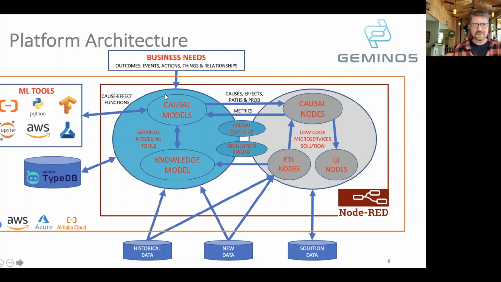So within the Geminos tools, we've got a section here for building a causal model, building a knowledge model. This is sort of our add to it. There's causal calculus and the simulation engine, which we haven't built the simulation engine, but I can talk about how that will work. And then on this side here, this is really the infrastructure. So building the causal nodes using a low-code microservices solution, ETL nodes, user interface nodes. Node-RED, if you don't know anything about Node-RED, is basically a way to take existing little tools, things like connecting to AWS or connecting to Alibaba or connecting to TensorFlow and making a node out of it, or writing to a database, or creating a UI. There are these little nodes, little programming blocks that you put in and they do things and you set properties.